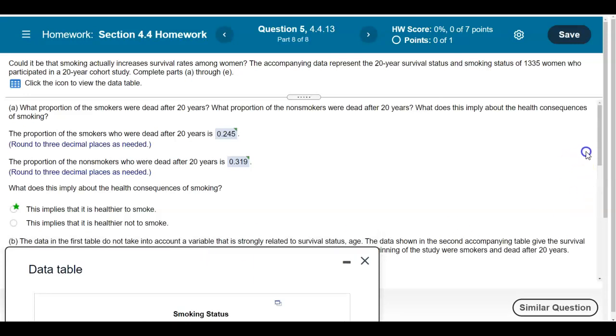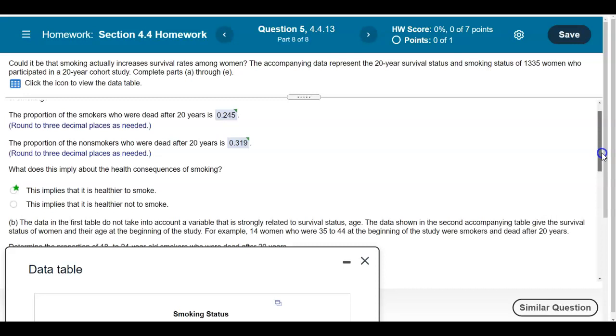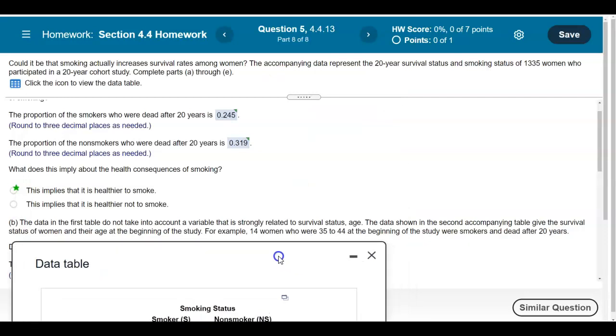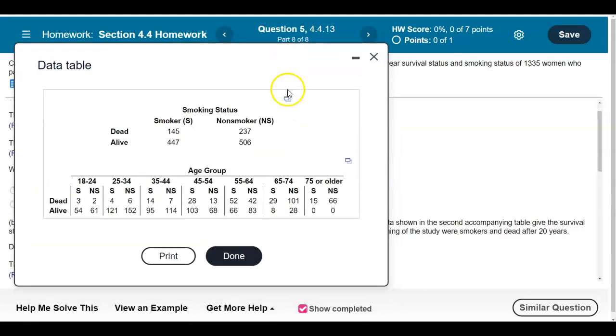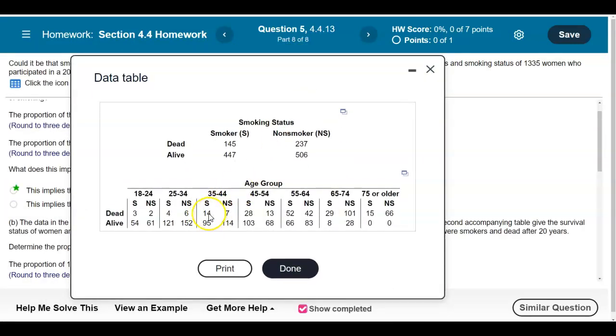Next, Part B. Part B says the data in the first table do not take into account a variable that is strongly related to survival status, which is age. The data shown in the second table, which is this here, give the survival status of women and their age at the beginning of the study. For example, 14 women who were 35 to 44 at the beginning of the study were smokers and dead after 20 years. You can see the 14 listed here.